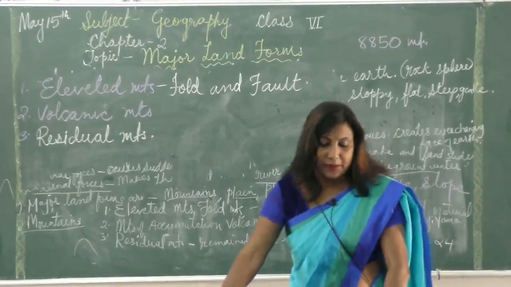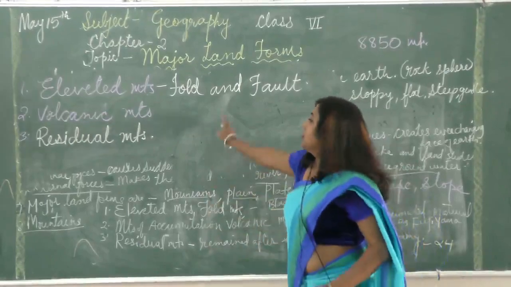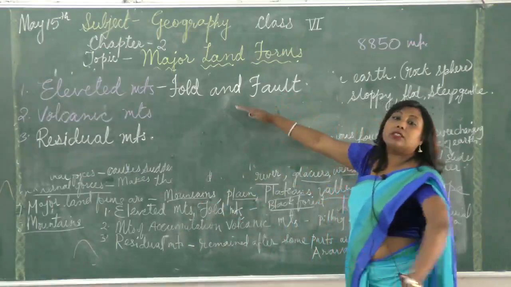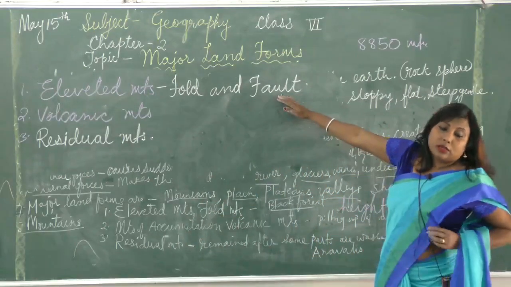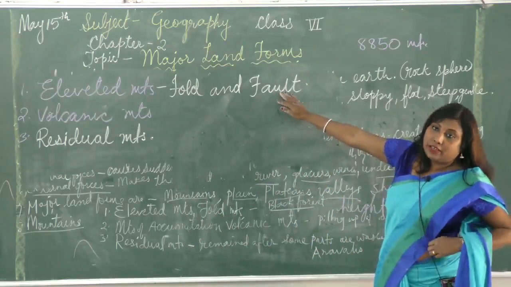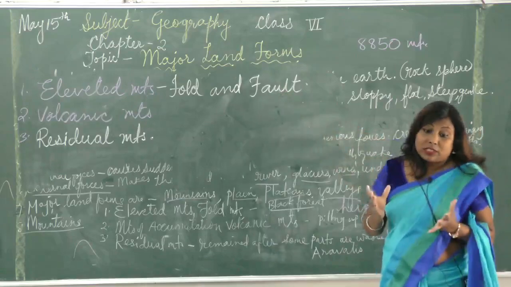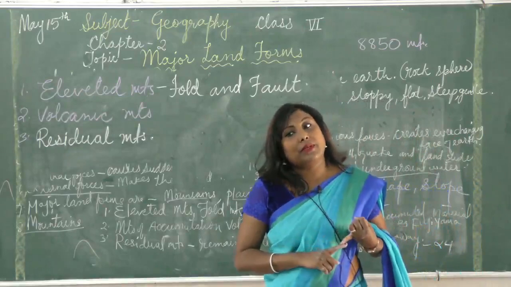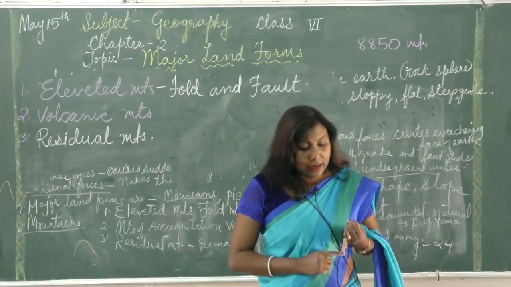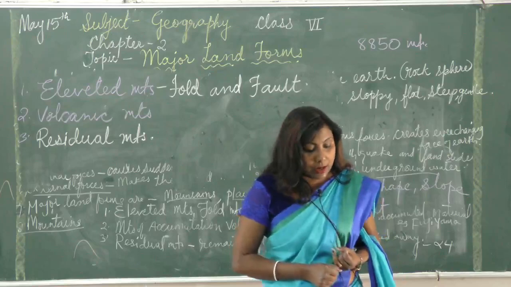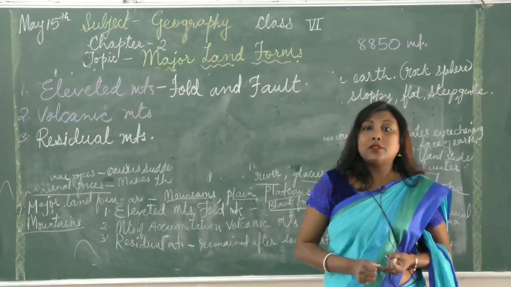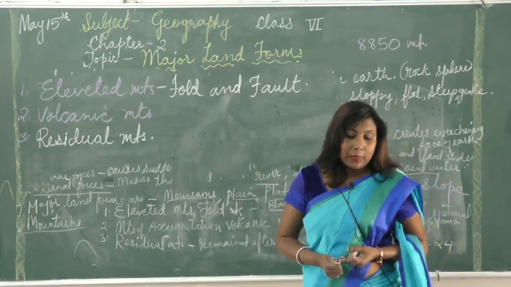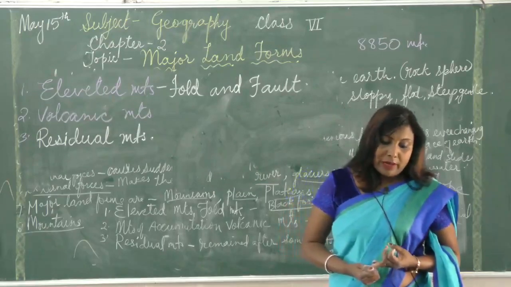Let me explain a little more about the fold mountains, then we go into the volcanic mountains. Now, the age of these mountains is not more than 25 million years. So, they are young mountains, and as I told you, the fold mountain examples are the Himalayan mountains of Asia, the Alps of Europe, the Andes of South America, and the Rockies of North America.